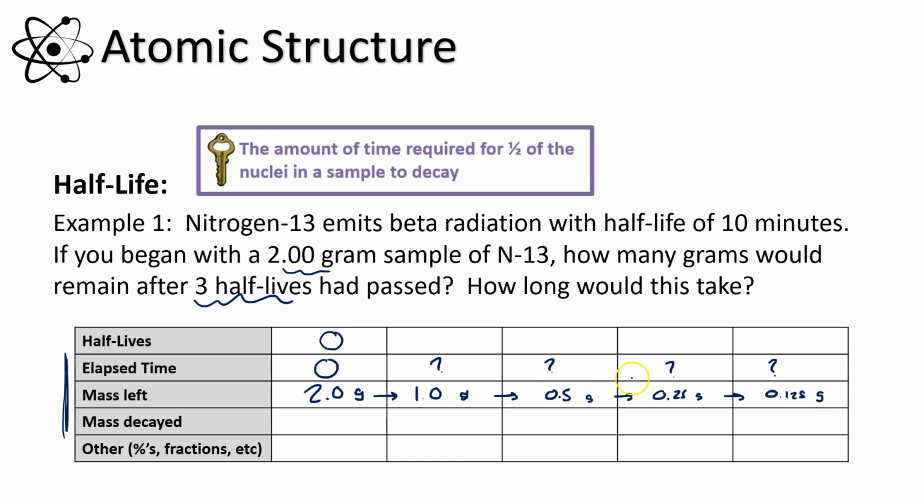So I've already got that answer in this table. Let's just find exactly where it is. So here would be after 1 half-life. This would be after 2. This would be after 3. So officially the answer to this question would be 0.25 grams of nitrogen-13 is left.